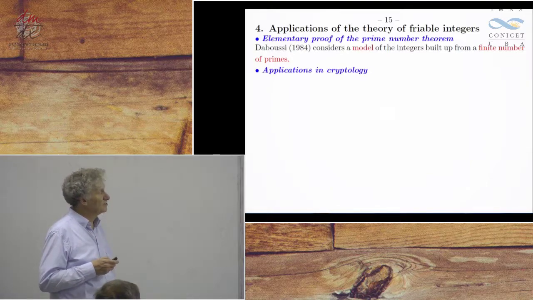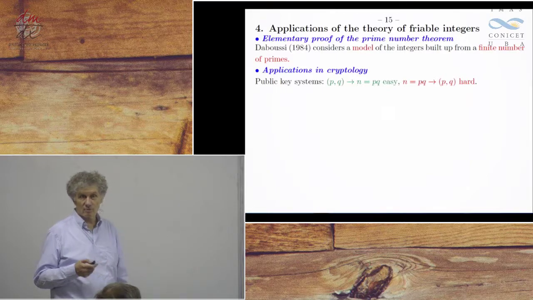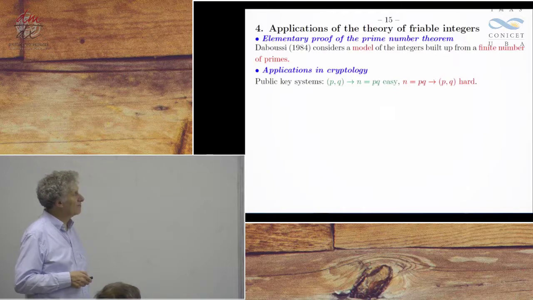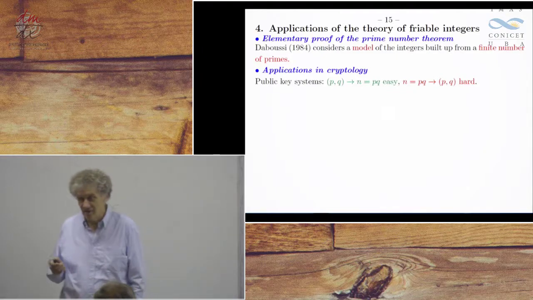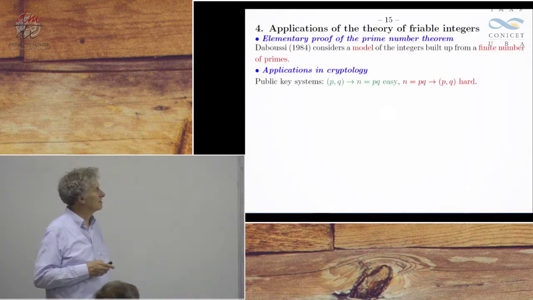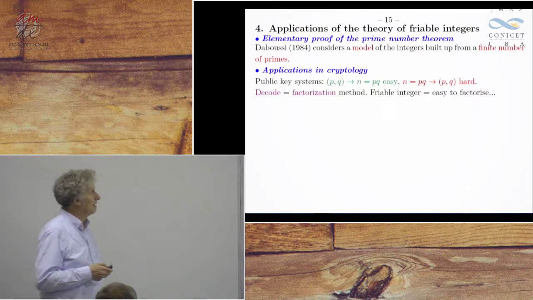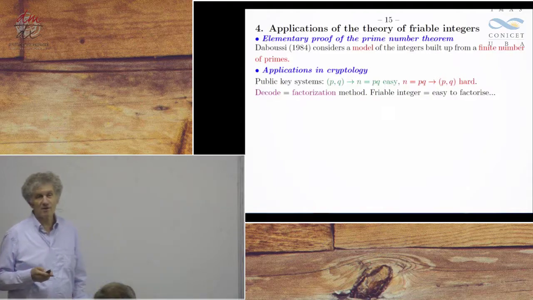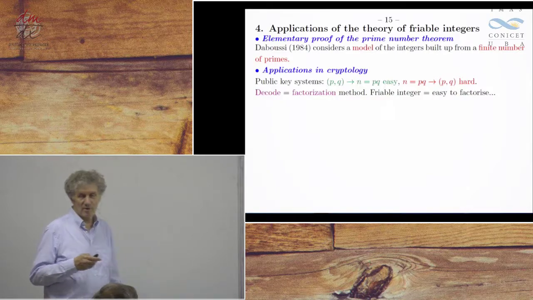Applications in cryptology. Public key systems: you have 2 primes, you make the product. This is easy, to make the product of 2 primes. But if you have the product and you want to find the 2 primes, if these are large, then this is difficult. So you have something which is easy in one way and difficult in the other. That's the basis of cryptology. Now, for the decoding process, you need a factorization method. And friable integers are easy to factorize. So that's why friable integers are important in cryptology.